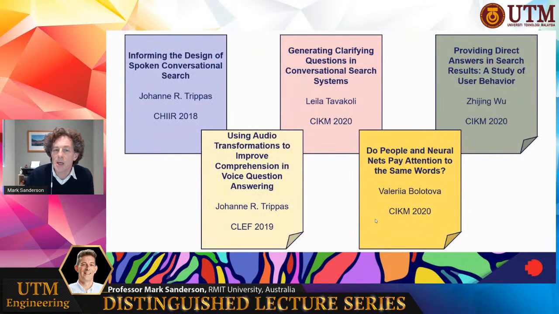I'm going to talk about 5 pieces of work that have been done by 4 of my students. So one of them's done a couple of pieces. An old student of mine, Johanna Trippas, who now is a research fellow at the University of Melbourne, has published a couple of papers. In fact, she's published many papers, but I just wanted to highlight a couple. I'm currently working with Leila Tavakoli and Valeria Bolotova, who are both current PhD students, and they've done some very nice research in their own respective areas.